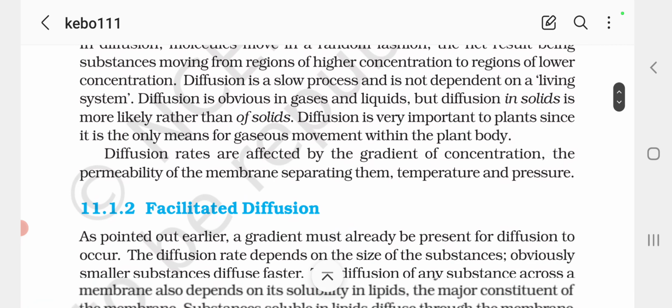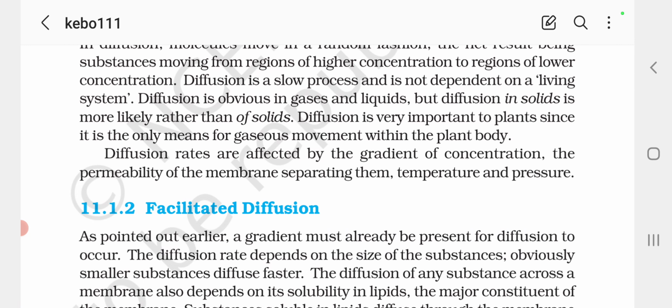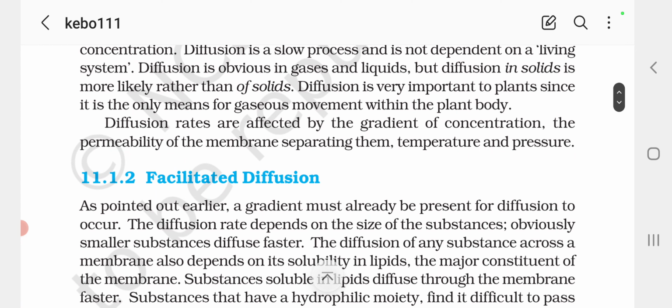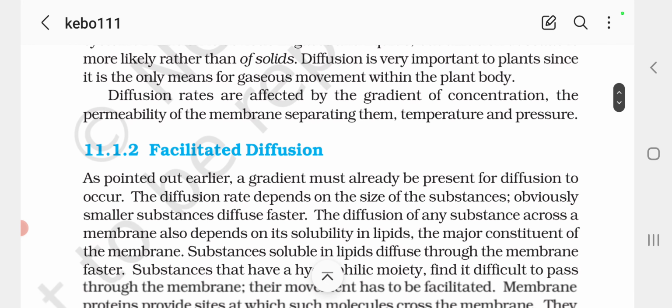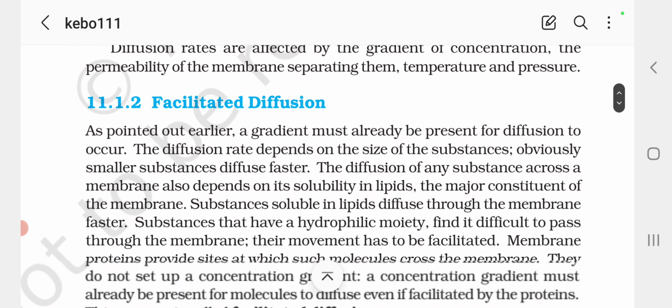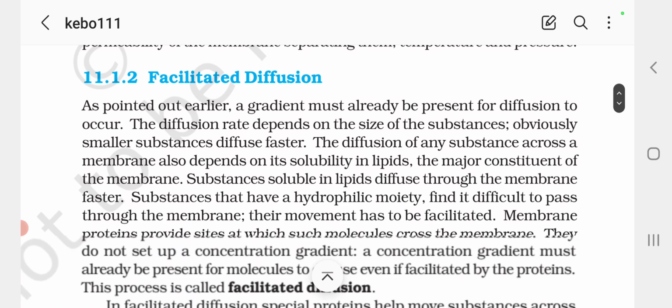Diffusion is a slow process that is not dependent on a living system. Diffusion is obvious in gases and liquids, but diffusion in solids is more likely rather than diffusion of solids. Diffusion is very important to plants since it is the only means for gaseous movement within the plant body. Diffusion rates are affected by the gradient of concentration, the permeability of the membrane separating them, temperature and pressure.